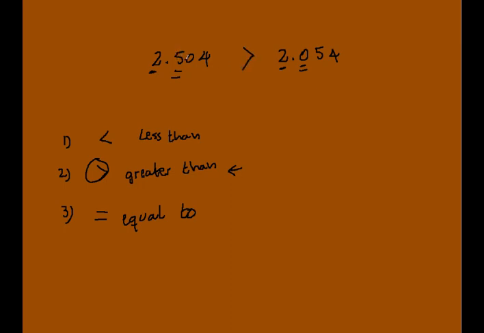Can you see how we forgot about these numbers here at the end? Why? Because from here you could already see that the 5 was greater than the 0. So all the numbers after that decimal here, we literally do not care about them. So 2.504 is greater than 2.054.